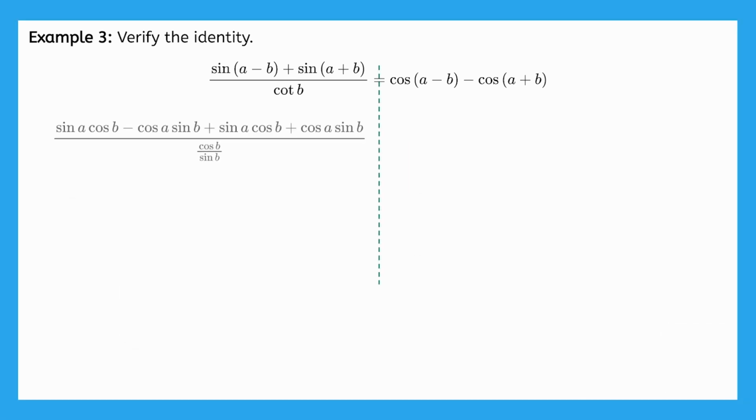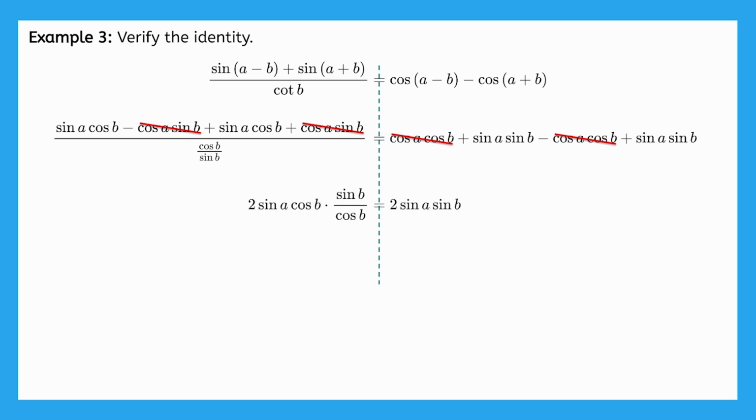We apply the identities and simplify the signs on the right side. On the left side, we cancel out cosine of A times sine of B, and on the right side, we cancel out cosine A times cosine B. Then we combine some like terms, and on the left side, we rewrite the division by cosine of B over sine of B as a multiplication by the reciprocal. Then, we can cancel cosine of B on the left side, which leaves us with 2 sine of A times sine of B on both sides. Identity verified.